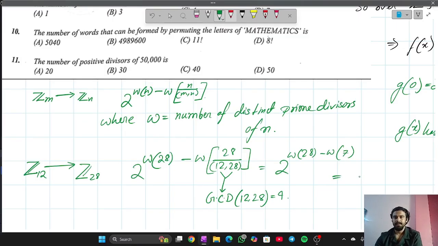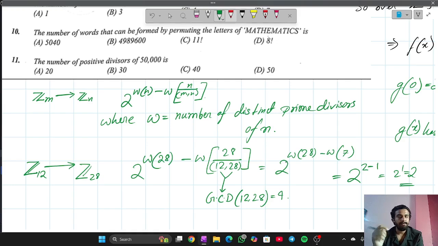And here the number of distinct prime divisors are 2 and 7, whereas in this case it is only 7. So here it is 2 to the power 2 minus 1. Okay, so it is 2 to the power 1, which is equal to 2. So the number of ring homomorphisms is 2, and one of them is the trivial homomorphism.